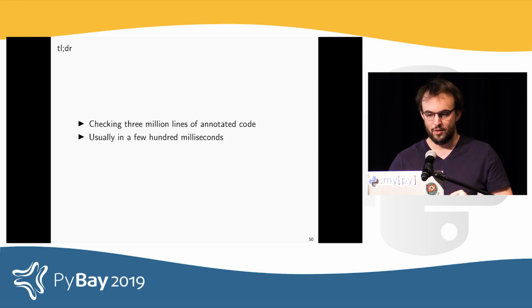So the TLDR of this is we're at Dropbox checking 4 million lines of type annotated code, and usually we're doing it in a few hundred milliseconds. And we've accomplished that through bothering people to type their code, increasing automatic enforcement, automatically adding annotations, and then a lot of really detailed performance engineering to keep up with all of our success.